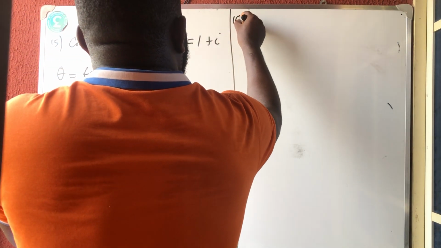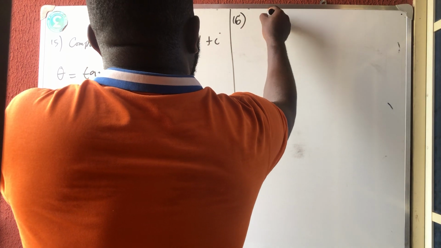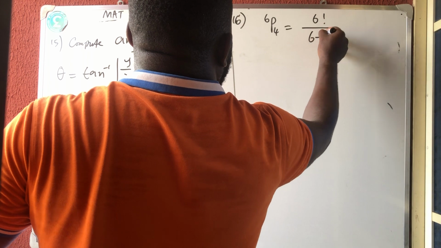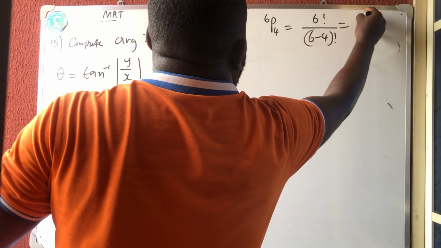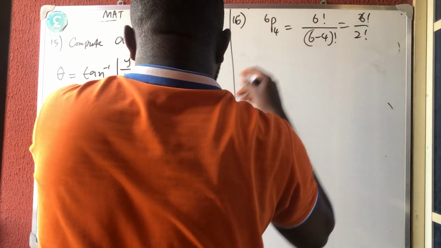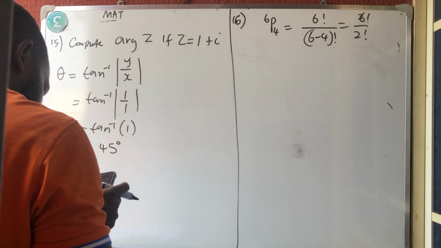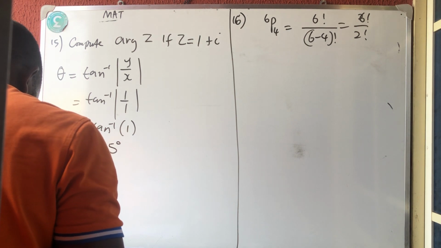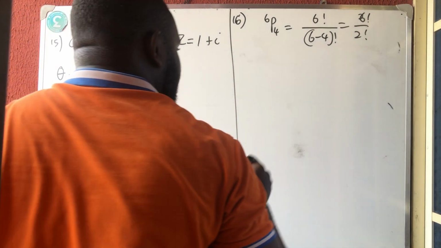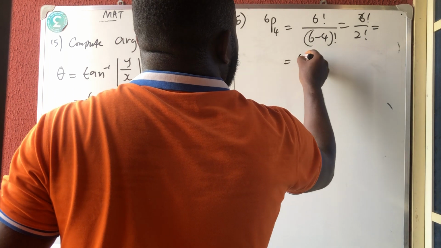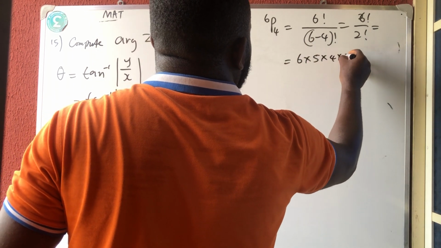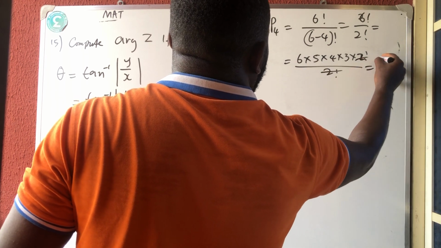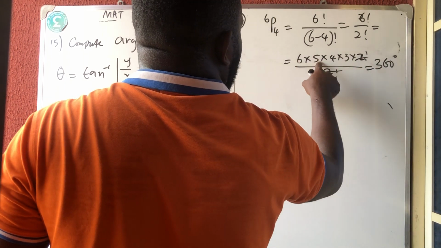So the next one, number 16. Number 16 said we should just find 6 permutation 4. Very simple. 6 factorial all over what? 6 minus 4 factorial, which is what? 6 factorial over 2 factorial. That is 6 times 5 times 4 times 3 times 2 factorial all over 2 factorial. 2 factorial cancels 2 factorial. So we get 360.